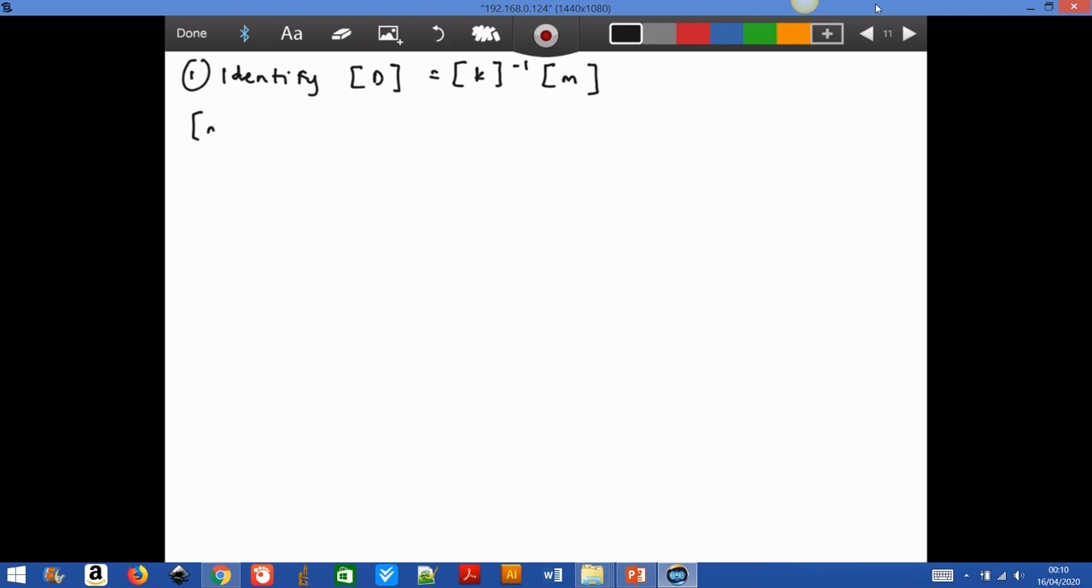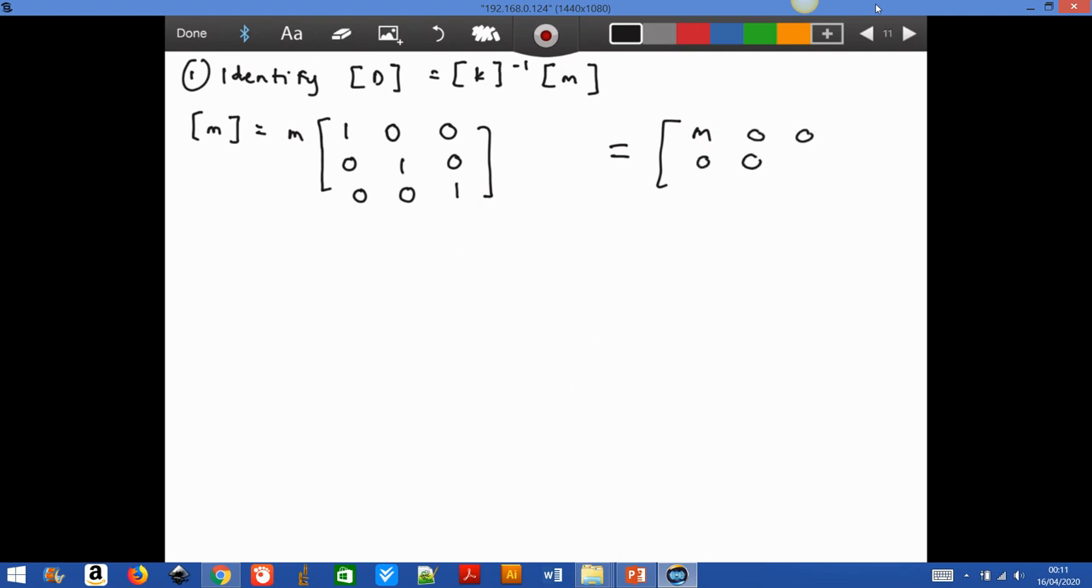The mass matrix, I can write it as 1, 0, 0, 0, 1, 0, 0, 0, 1, which is also the same as m, 0, 0, 0, m, 0, 0, 0, m. But we take the term m outside, so that we can get it in terms of numbers like this.